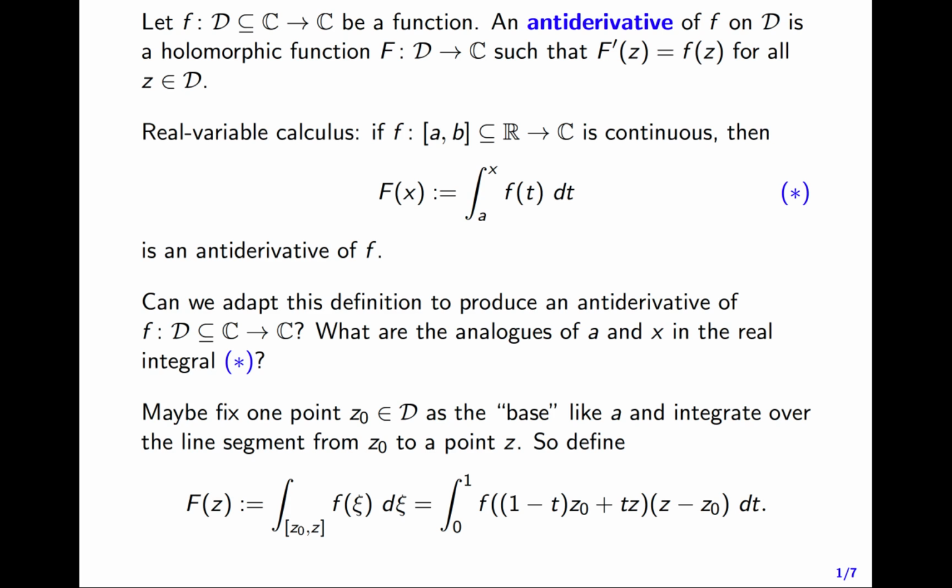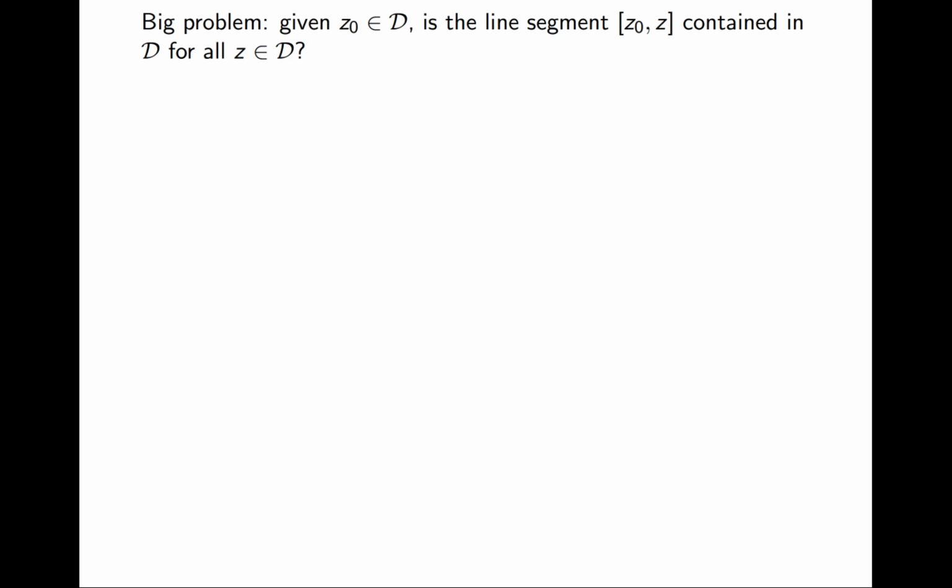So this big F seems like a good candidate for an antiderivative of little f. Let's think about trying to calculate that difference quotient. Well, let's not get ahead of ourselves. Here's one big problem. If I give you a point z0 in the set D, how do you know that the line segment from z0 to some other point z is contained in D? Is that line segment going to be contained in D for all points z in D?